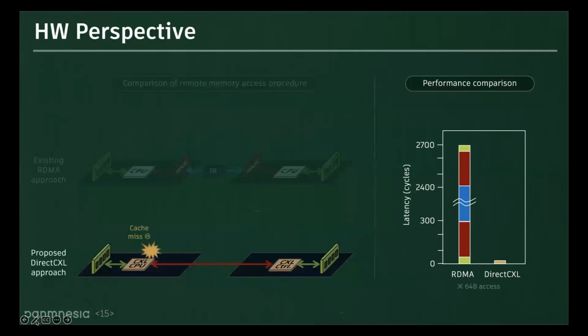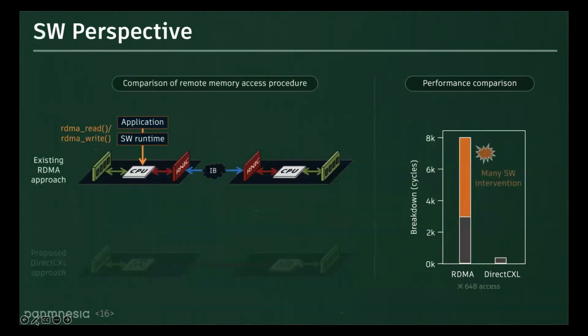For the CXL case, it only accesses remote memory when a cache miss occurs. The data stored in remote memory is loaded to the CXL controller, and the controller sends the data to the host CPU. As a load store instruction can be directly handled by the CXL device, Direct CXL is about 8 times faster than RDMA.